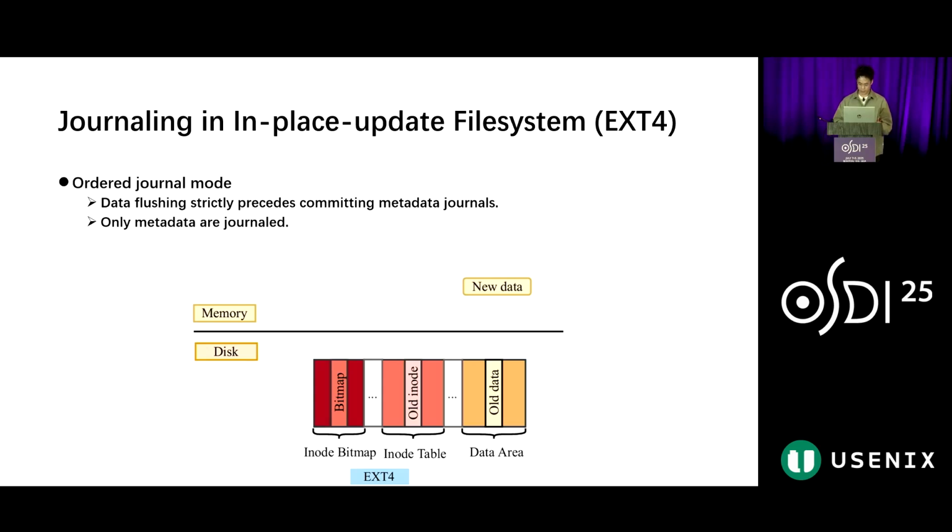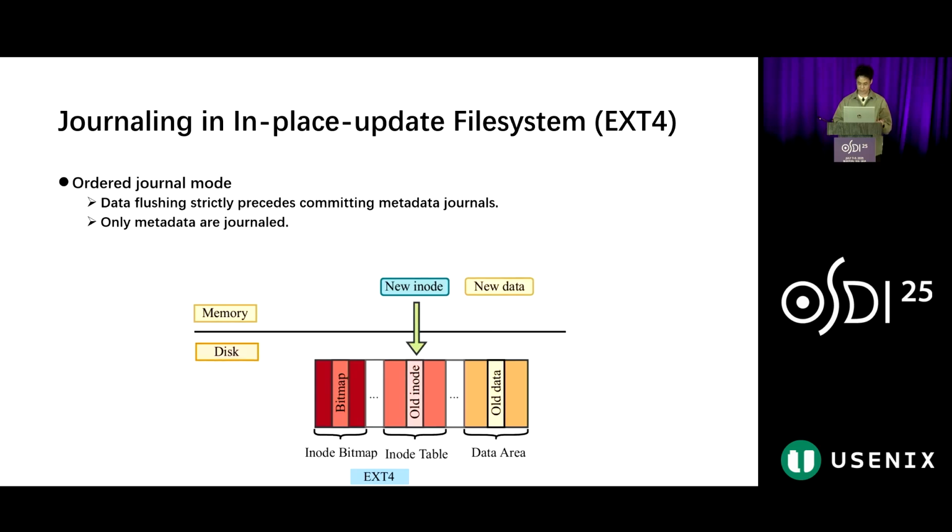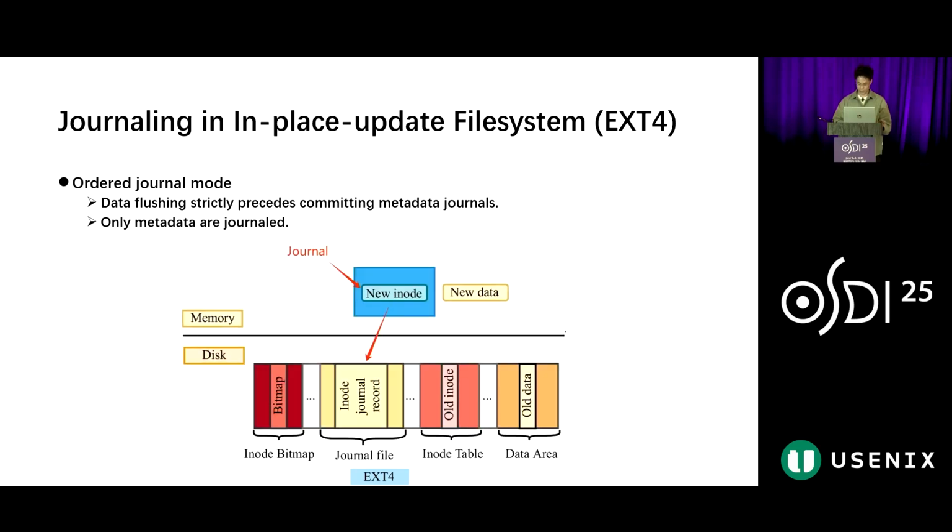As you can see, firstly, we have the new data in memory. And then we have the new inode corresponding to this new data, like the new file size. Due to the fixed location of the inode, there is no need to modify file system metadata like the bitmap. So to persist the new data and the new inode, we first need to flush the data to the disk, and then we flush the new inode to disk. As a result, if we adopt ordered journaling for ext4, we only need to journal the new inode. And then if a crash happens, we can apply the inode journal to the original location for crash recovery.